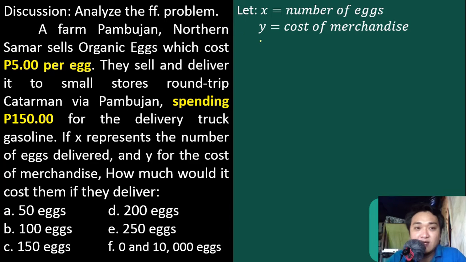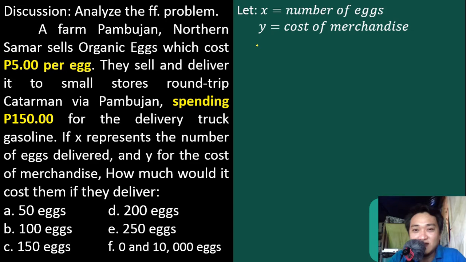Sige, susubukan natin. Let's say, kung magbebenta sila ng, let's say, isang itlog. Ayan, sa isang itlog, magkano kaya yung cost ng merchandise? Siyempre, magkano ba yung itlog? Di ba 5 piso? O, edi 5 piso, siyempre, isasakay pa nila yun sa truck, yung isang pirasong itlog, tapos, magdi-deliver sila. Hindi gagastos sila ng 150 just for one egg. Pero ipagpalagay nga natin, nga nangyari nga yun.